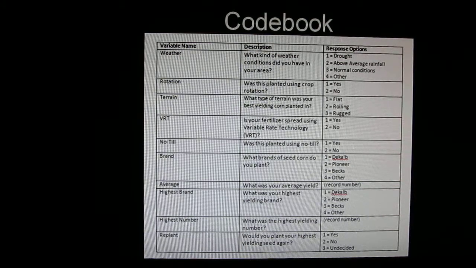After analyzing the data, the top 3 brands were picked, and the remaining brands were grouped into one category called Other, since each of these brands had only one respondent who planted them. 2 of the questions asked respondents to provide a yield number. These 2 questions were a vital part of the survey, but they could not be coded.